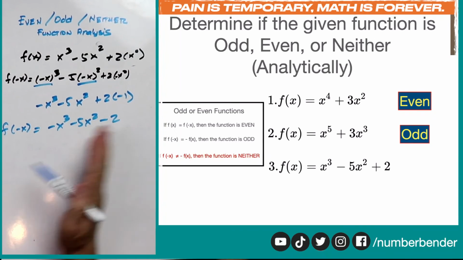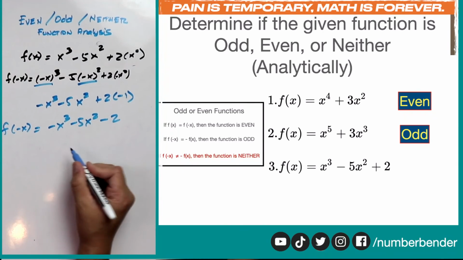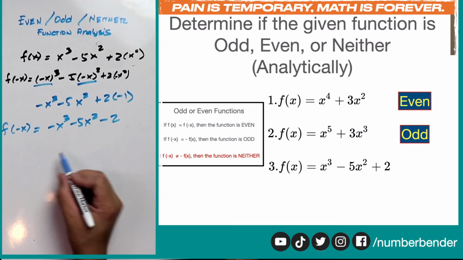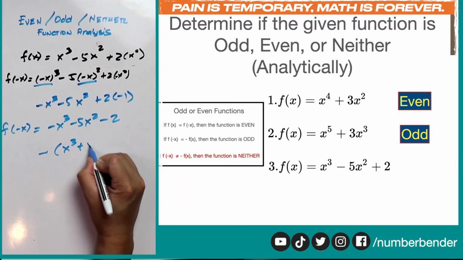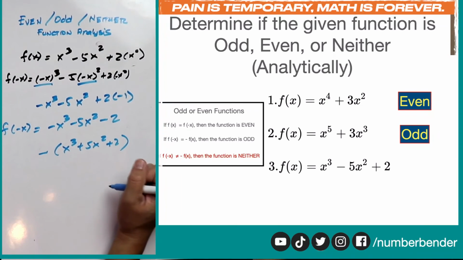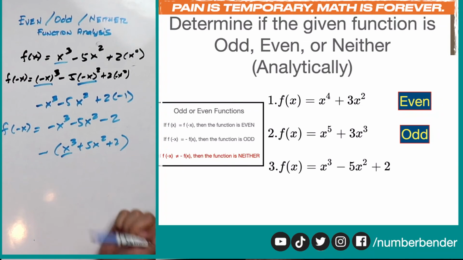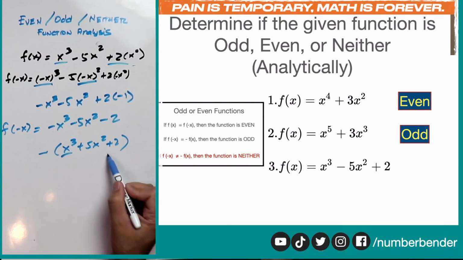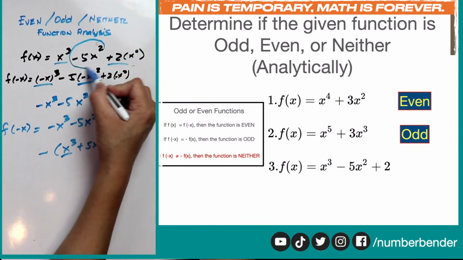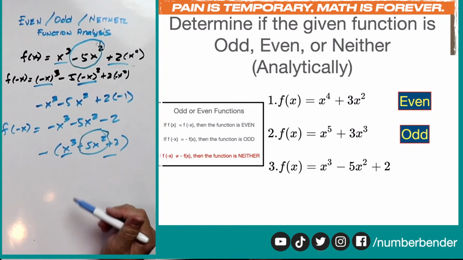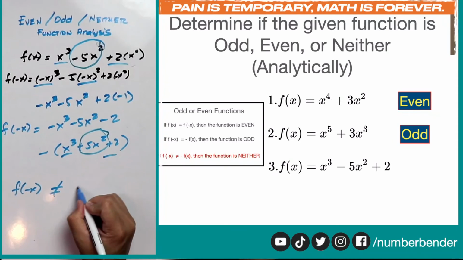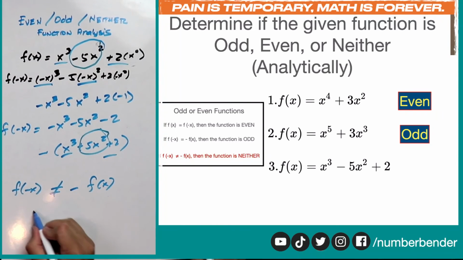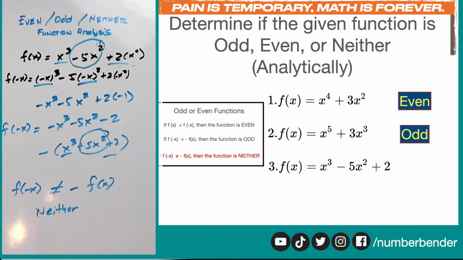And now by factoring, let's see if it will turn into f of x. So by factoring out the negative sign, we'll have negative outside, and we'll have x cubed plus 5x squared plus 2. And you will notice that x cubed and x cubed are the same, positive 2 and positive 2 are the same, but our middle term is not the same. So that means our function f of negative x is not the same as the negative of f of x. So therefore, this cubic function is neither odd nor even.